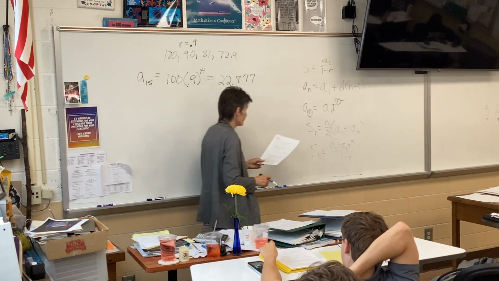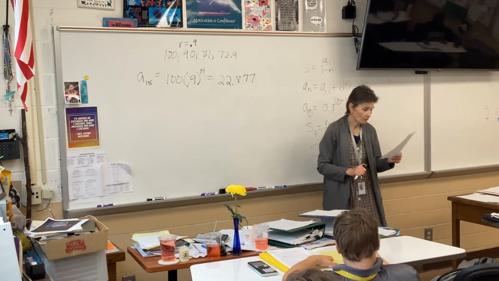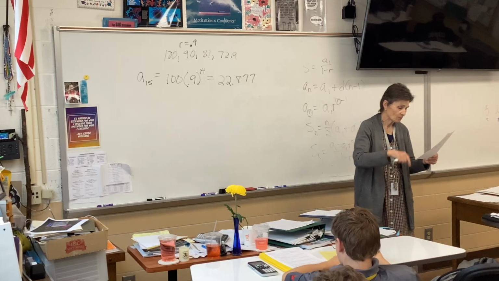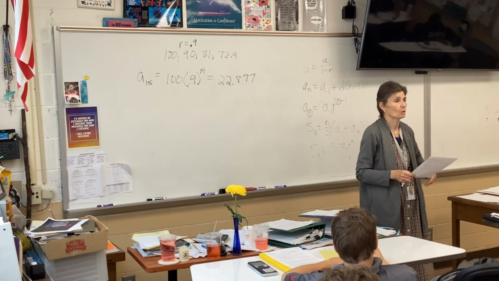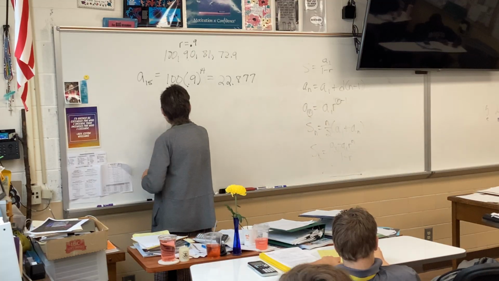Number 13: 137 kids in the gym. Everybody likes basketball, volleyball, or both. 18 to this, 77 to this. How many like over this? What in the world? Venn diagram. So we have a Venn diagram.